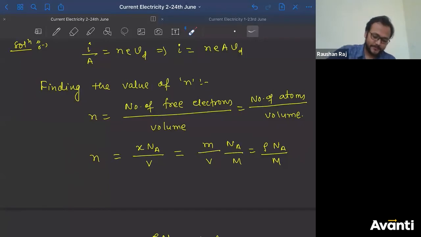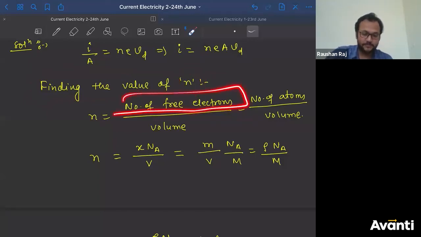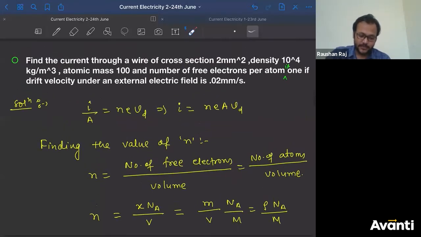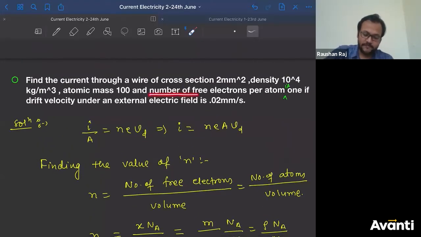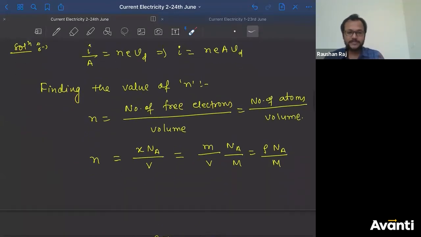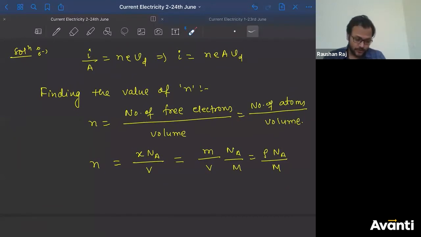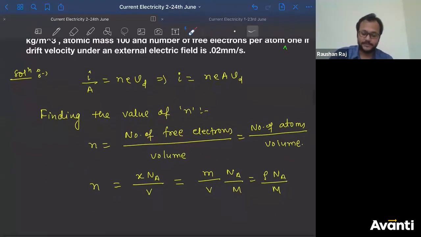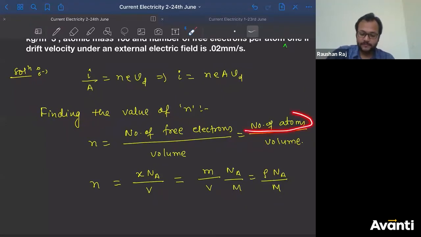Let me tell you. We have to find the value of small n, right? What is small n? You have to think about this. Small n is the number of free electrons per unit volume. How will I get the number of free electrons? In the question, it is given that the number of free electrons per atom is 1. That means for one atom, the number of free electrons available is 1. Now, do you know how many atoms are present here? It is not given to you, right? But we do know how to find the number of atoms, right?